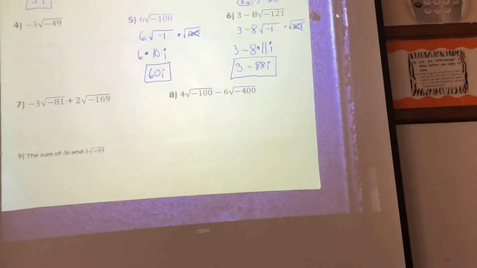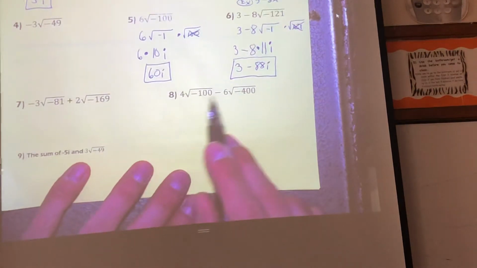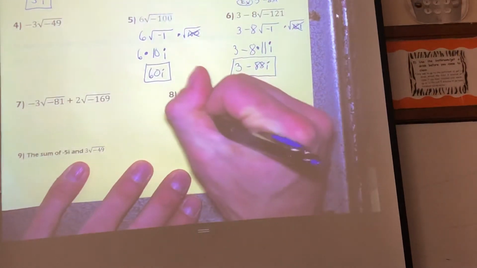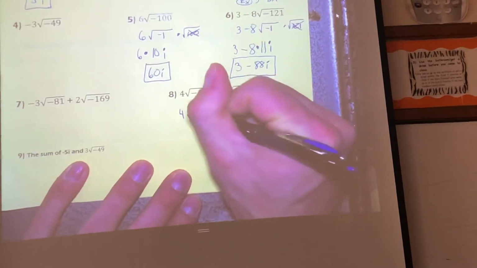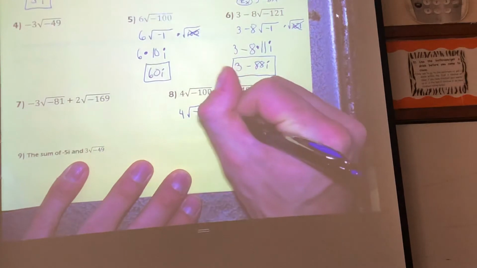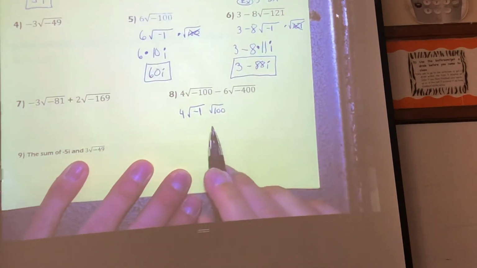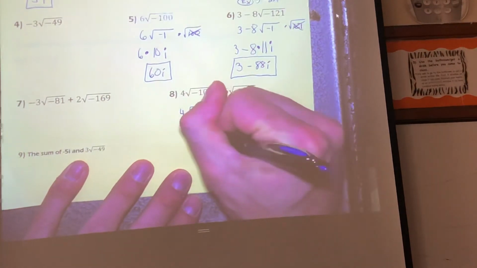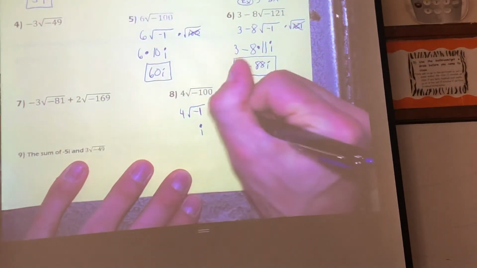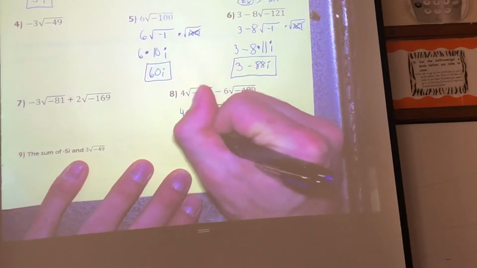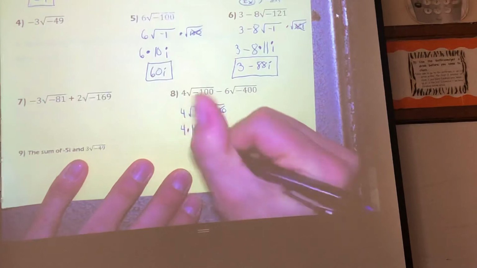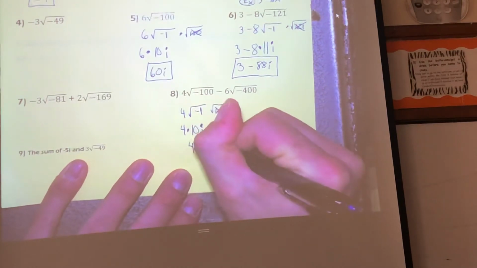We're going to continue with number 8. For number 8, same thing. Now we just have a subtraction or a difference problem. Now rewrite this first one: 4 times the square root of -1 times the square root of 100. The -1 comes outside as an i. Square root of 100 comes outside as a 10. So we have 4 times 10i, which would simplify to 40i.